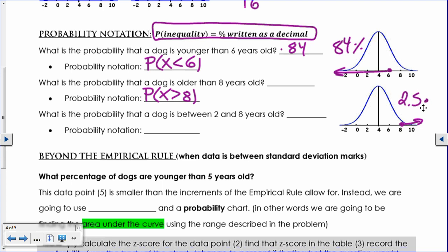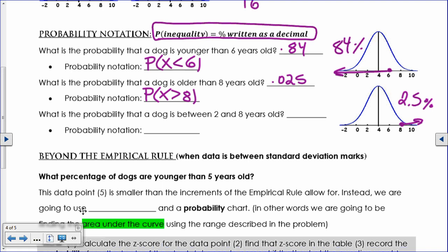2.5. That's 2.5%. But if they want it as a probability, how would I write it? 0.025. Does everybody understand why it's 2.5%? You added the 2.35 and the 0.15 together. So this little part right here, this was a 34, this is 13.5, this is 2.35, and this is 0.15. You add them together, you get 2.5.